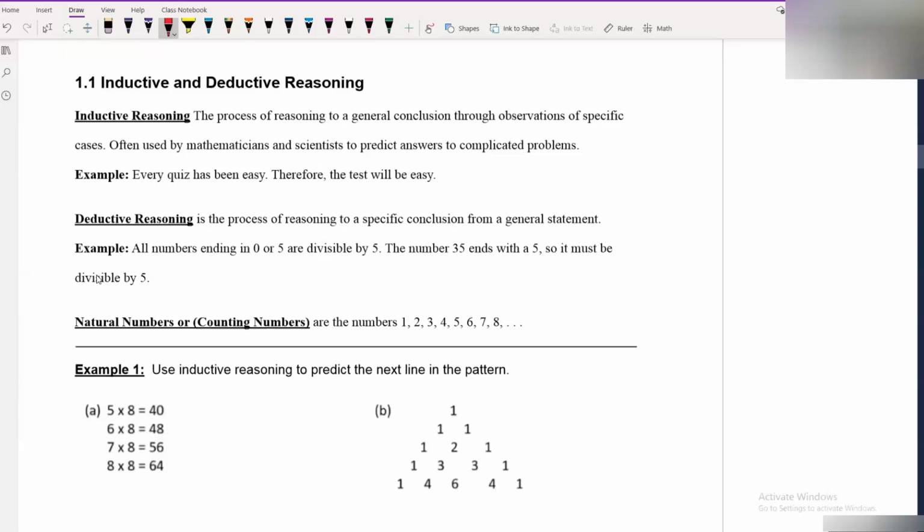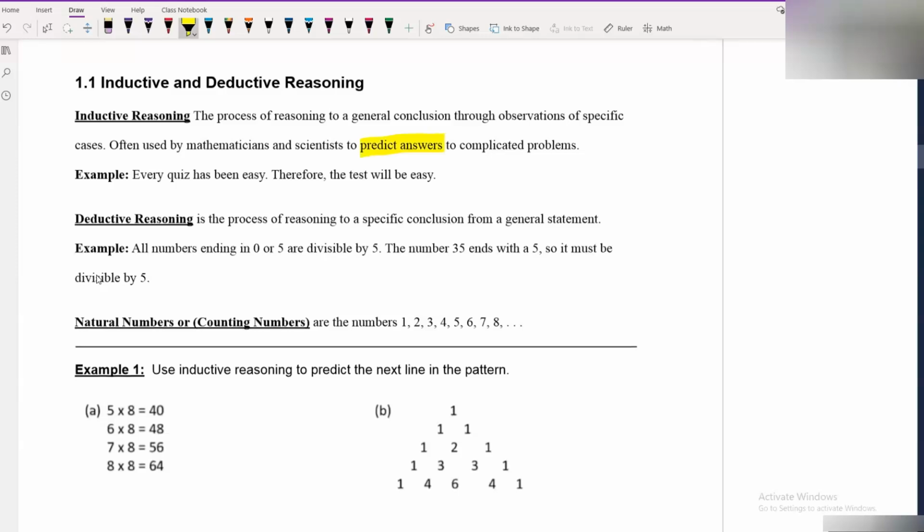Inductive reasoning is the process of reasoning to a general conclusion through observations of specific cases, often used by mathematicians and scientists to predict answers. So this one is to predict answers.